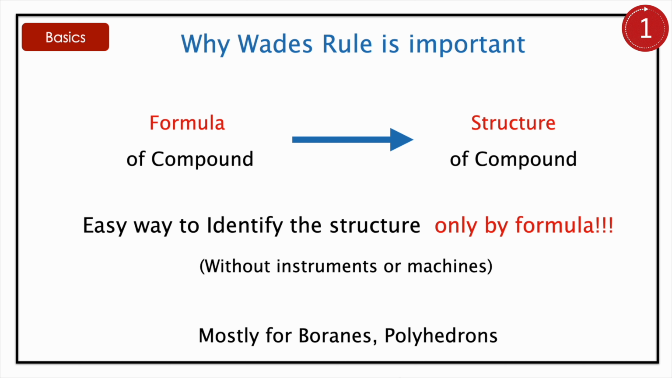Why is this rule important? Because normally to find the structure, you have to carry out the experiment, use the machine. Here, by a simple formula, you get the structure of the compound. The formula mostly works for the boranes or any kind of similar polyhedrons. So, it is important because you find the structure without instruments or any complex machines.